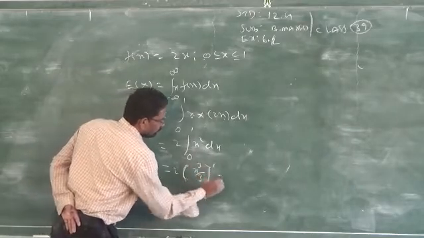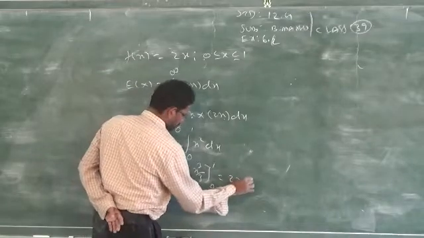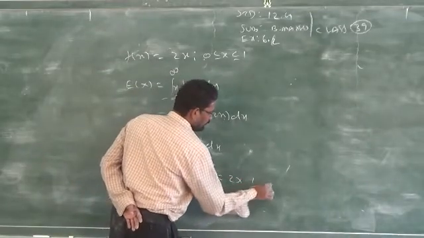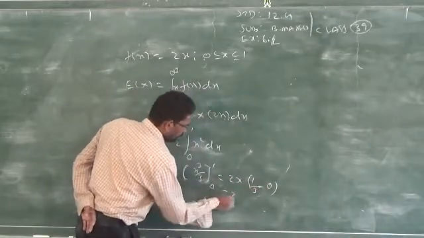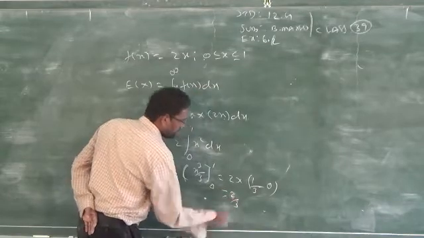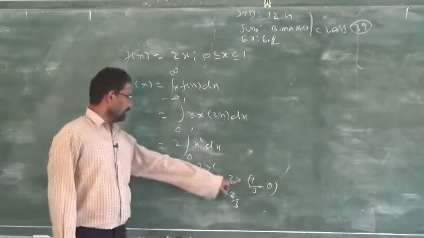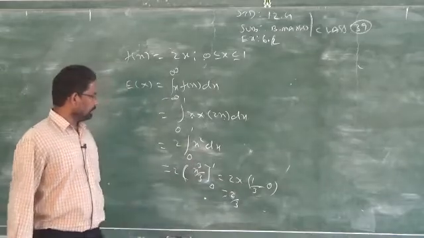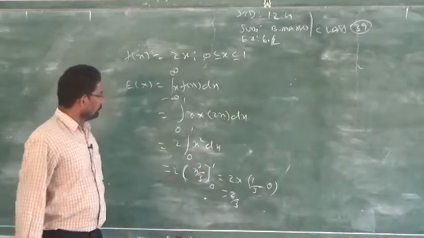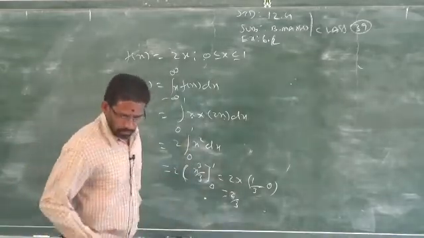So, limit 0 to 1, upper limit minus lower limit. So, what will be the answer? 2 into 1 by 3 minus 0, 2 into 1 by 3 is how much? 2 by 3. This is the formula to find E of x.